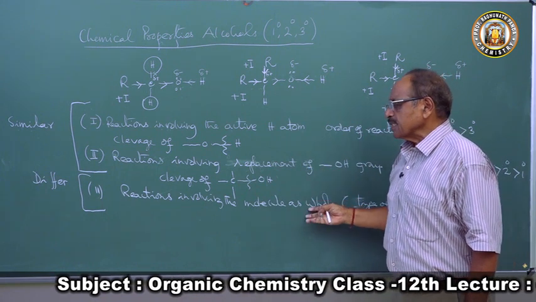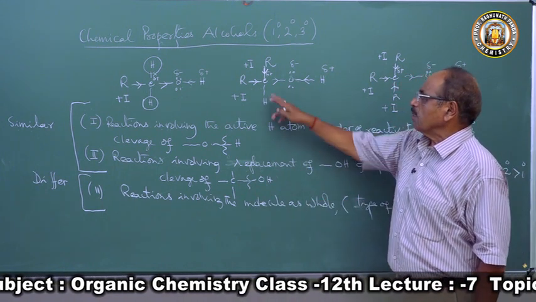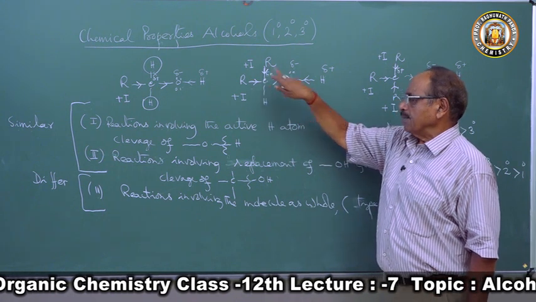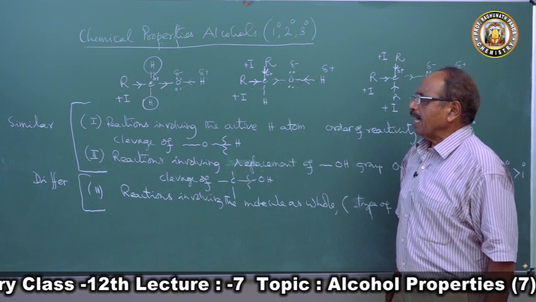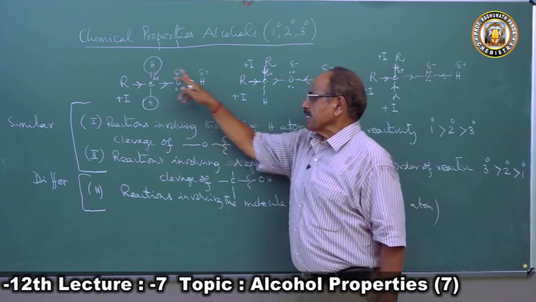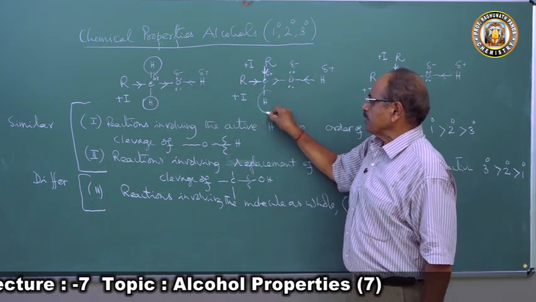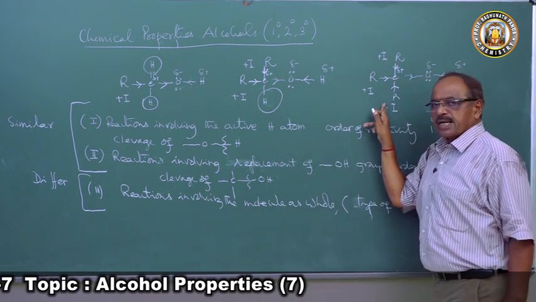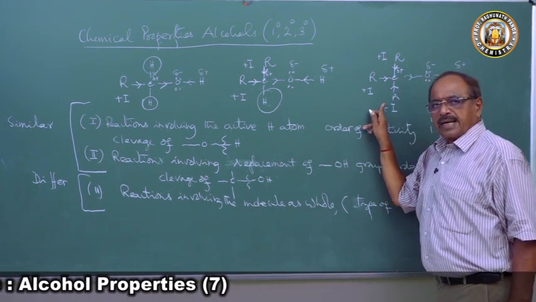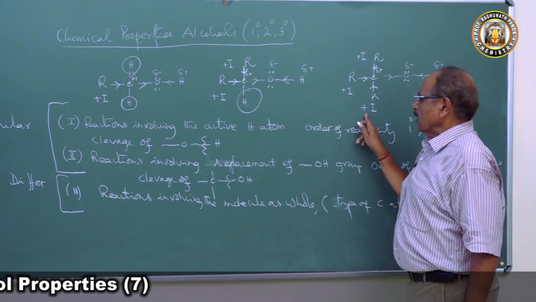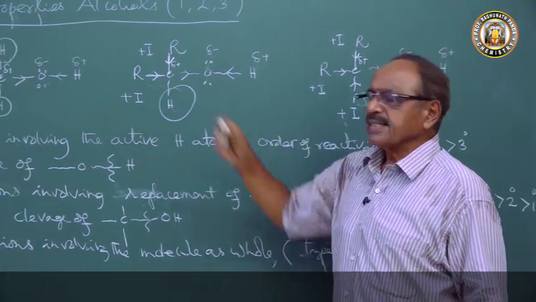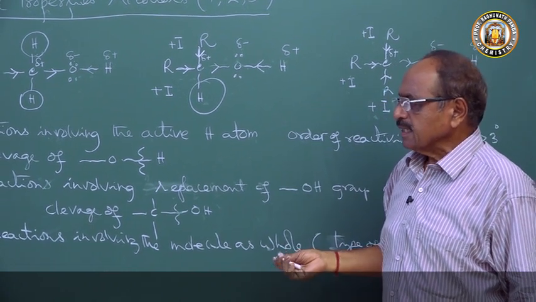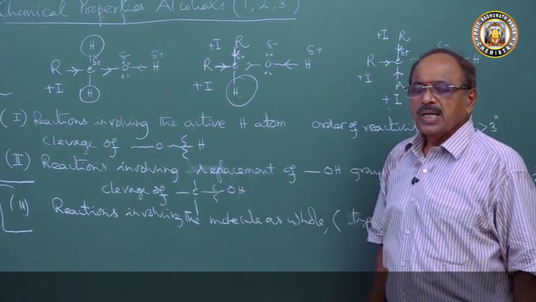And in case of tertiary alcohol, there are reactions involving the carbon atom and the molecule as a whole. Primary alcohol has 2 active hydrogen atoms, whereas secondary alcohol has 1 active hydrogen atom. There is no active hydrogen atom in tertiary alcohol. And there are 3 alkyl groups, so the non-polar character is more. So in these reactions involving the molecule as a whole, they differ.